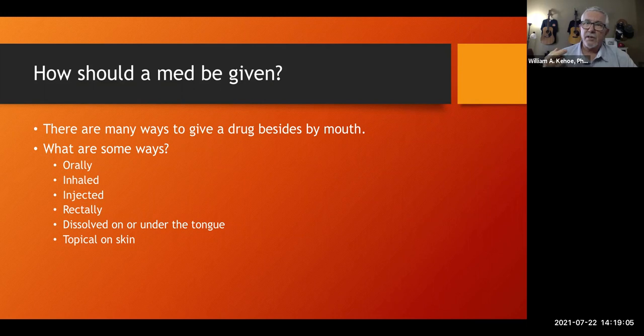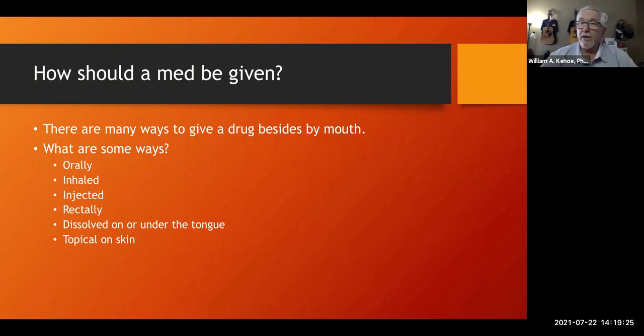Some of these are placed under the tongue. Some are placed between the cheek and the gum, where they dissolve, and then they're absorbed there because that's a highly vascular space. So just because it's oral does not mean that it's going to be swallowed, and you need to know the differences between these medications. And again, that's going to be on the label of the prescription.